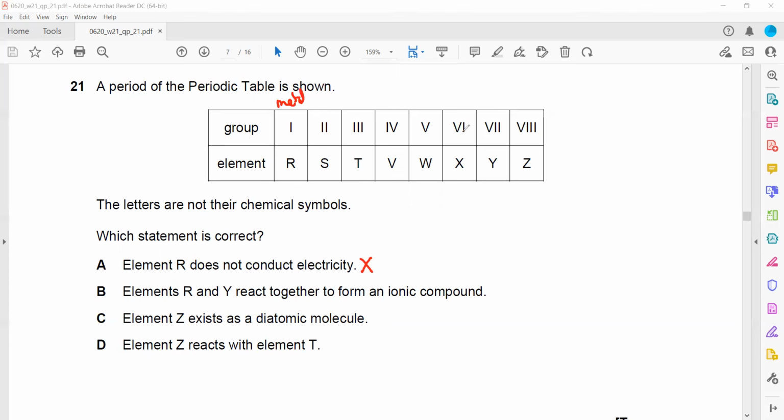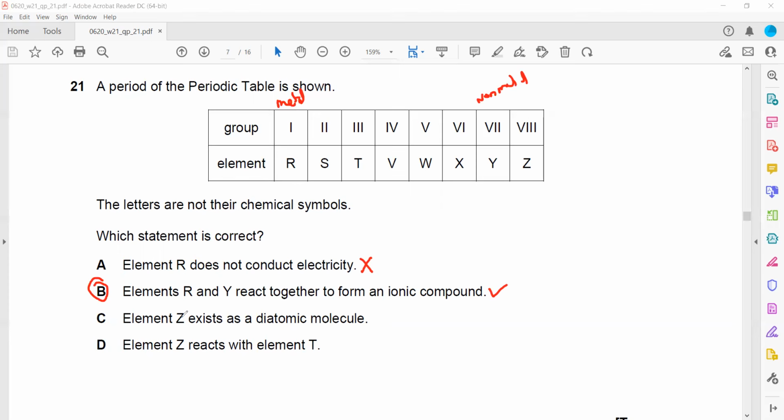So R is a metal and Y will be a non-metal. And whenever a metal and a non-metal combine with each other, what will be the type of compound which is formed? That is the ionic compound, which is formed due to the complete transfer of electrons from the metal to the non-metal. So B is the right answer.